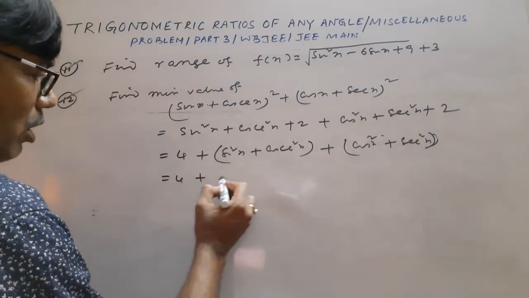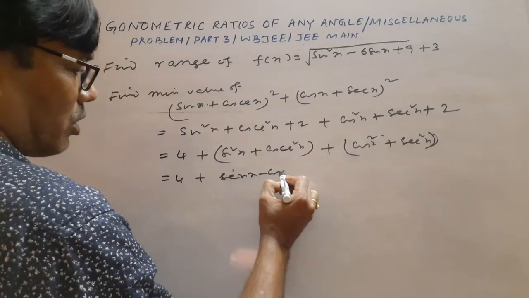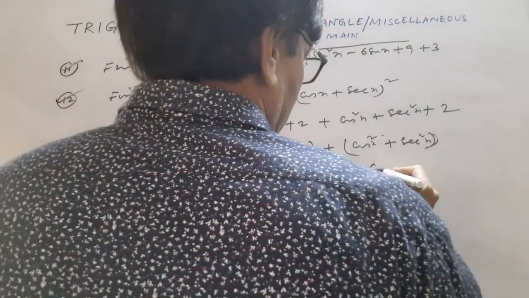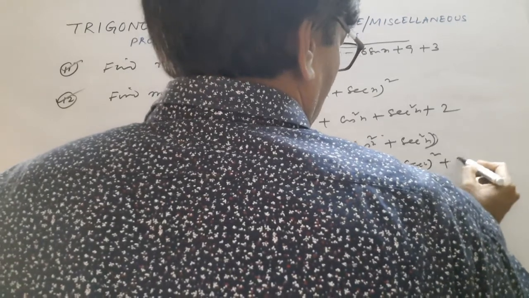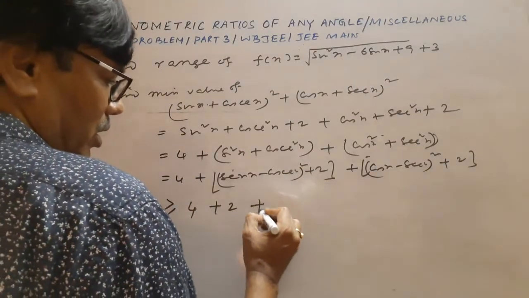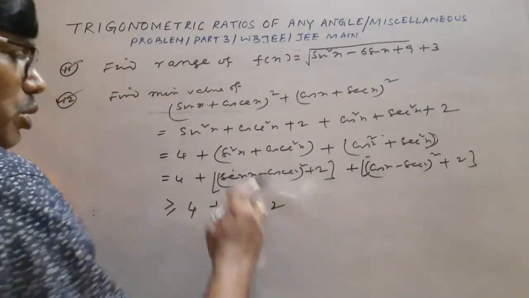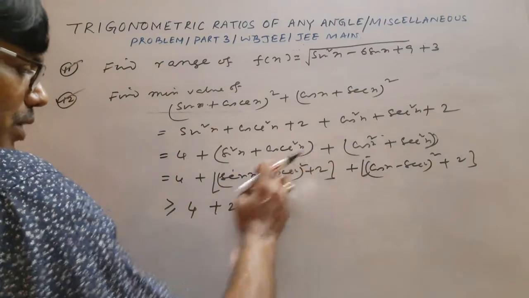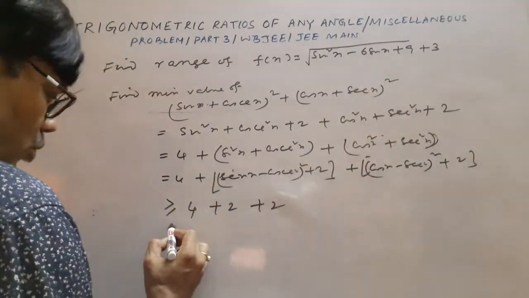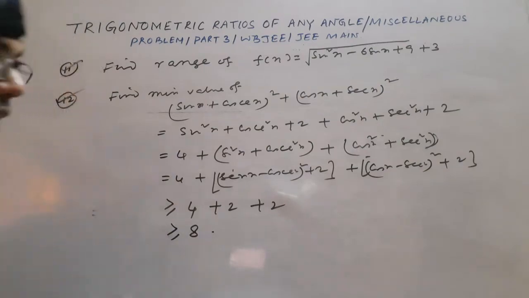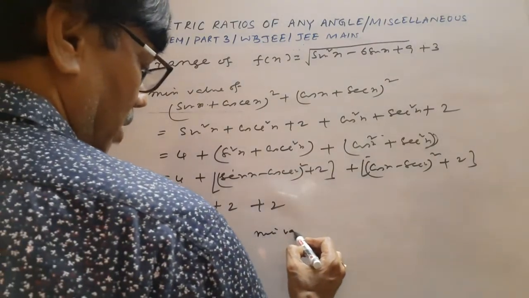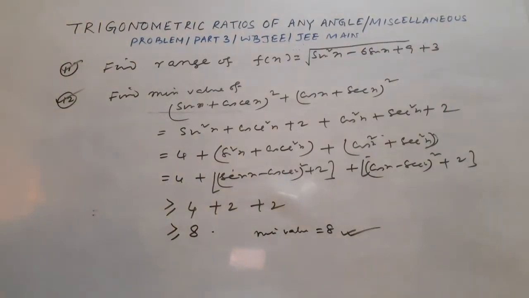We have already discussed the reciprocal values, and the minimum value of this is 2. How is it obtained? Try to recall. I have already discussed it in the revision class. So (sin x minus cosec x) whole square plus 2, and (cos x minus sec x) whole square plus 2. So this is greater than or equal to 4, greater than or equal to 2, since a minus b whole square is non-negative. So what is the minimum value of this expression? Minimum value is 8.